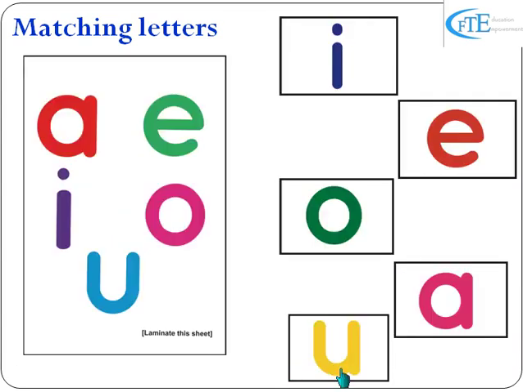Do the same with all the vowels. If you do this every day, within 1 month, your child will know all the names and the sounds of the letters A to Z and will be thorough in the sounds of the vowels.